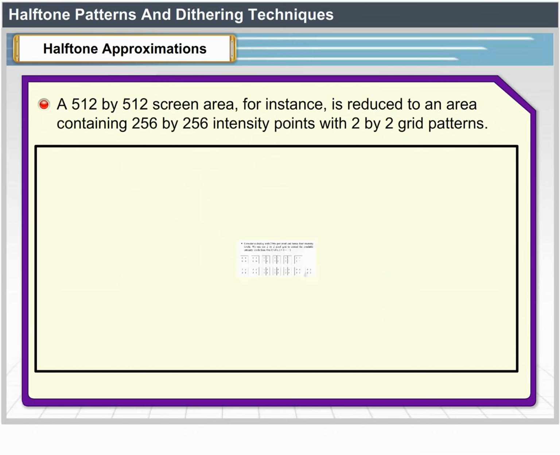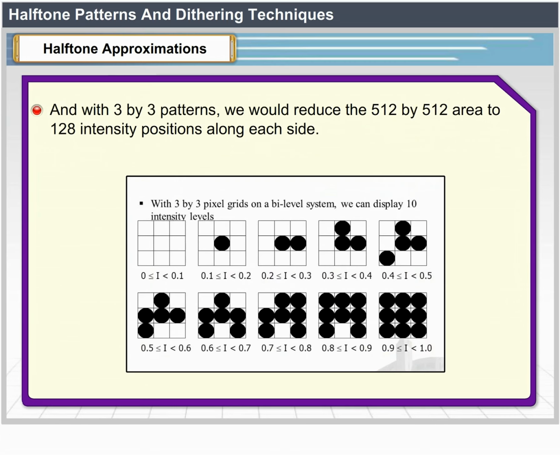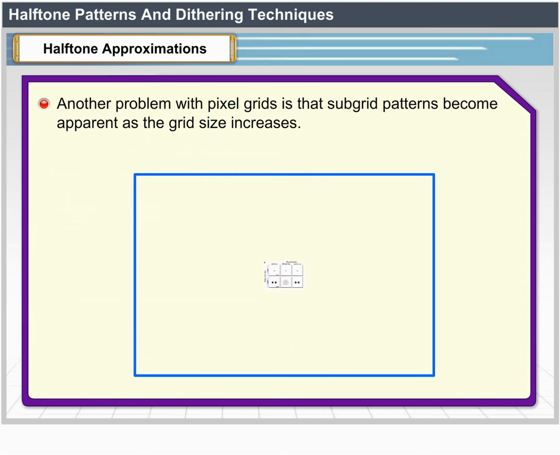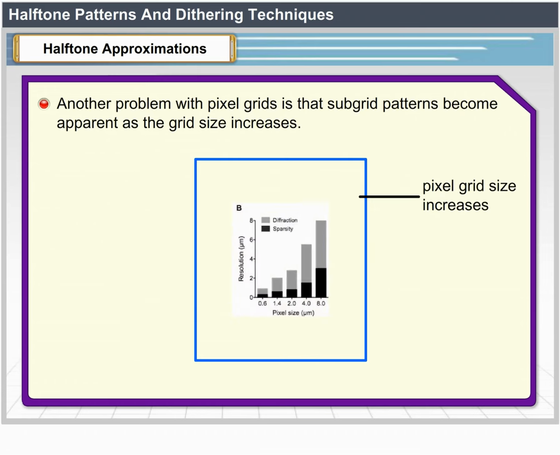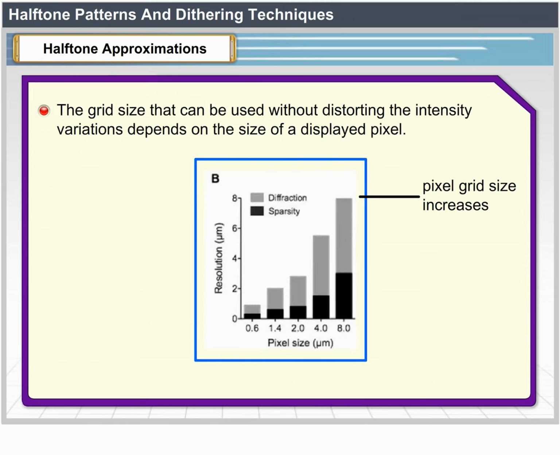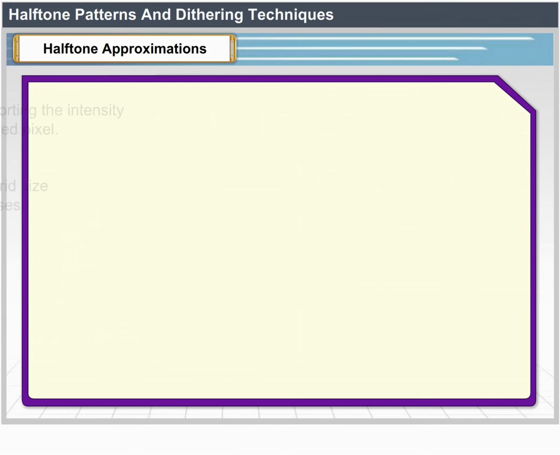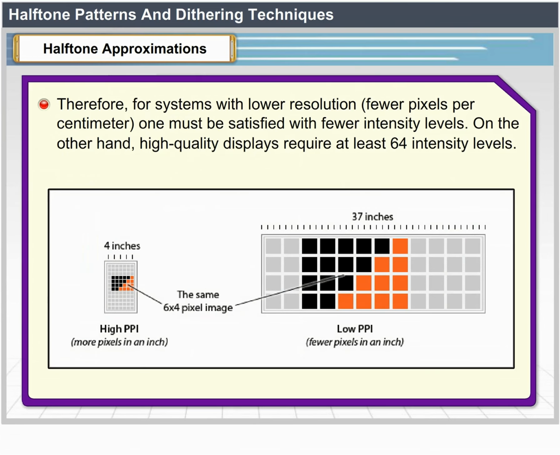A 512 by 512 screen area, for instance, is reduced to an area containing 256 by 256 intensity points with 2 by 2 grid patterns. And with 3 by 3 patterns, we would reduce the 512 by 512 area to 128 intensity positions along each side. Another problem with pixel grids is that subgrid patterns become apparent as the grid size increases. The grid size that can be used without distorting the intensity variations depends on the size of a displayed pixel. Therefore, for systems with lower resolution, fewer pixels per centimeter, we must be satisfied with fewer intensity levels.